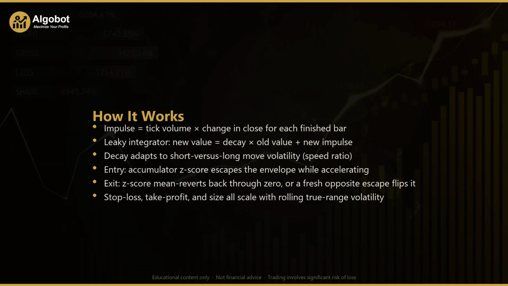Finally, protection. Stop distance is the stop multiplier times the rolling true range volatility, and target distance is the target multiplier times that same volatility. With defaults of 2 and 3, targets sit farther away than stops, giving a reward-to-risk shape of roughly 1.5 to 1. Position size scales inversely with volatility, within sensible limits. Every one of these numbers adapts to current conditions rather than being fixed in advance.